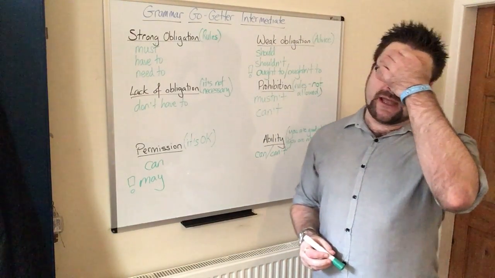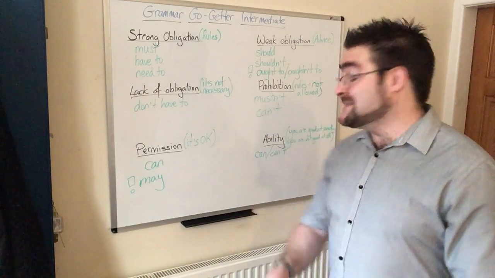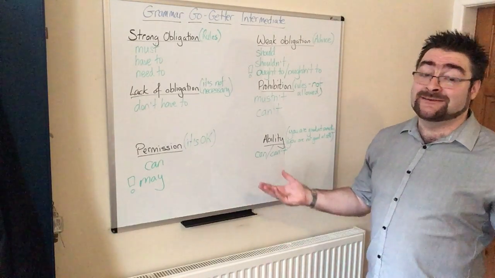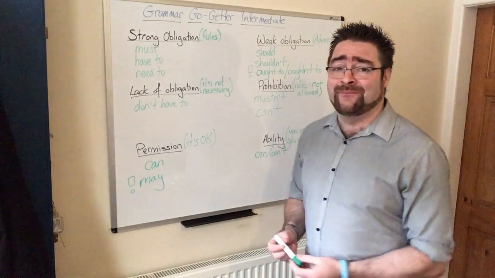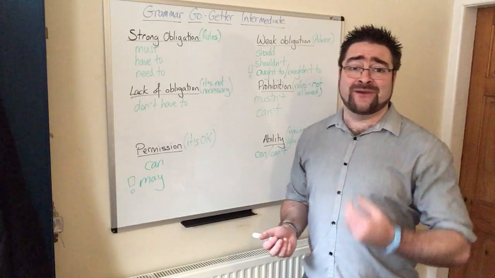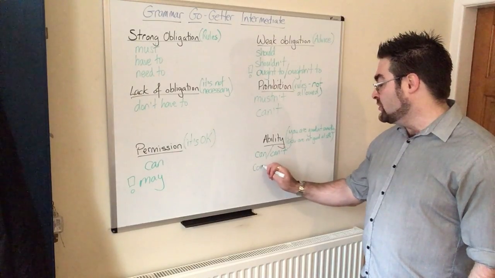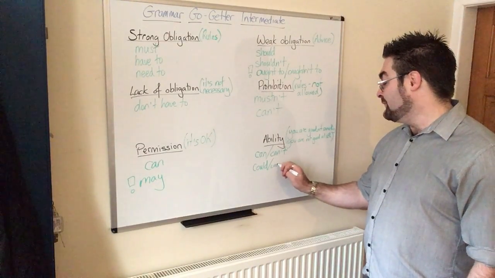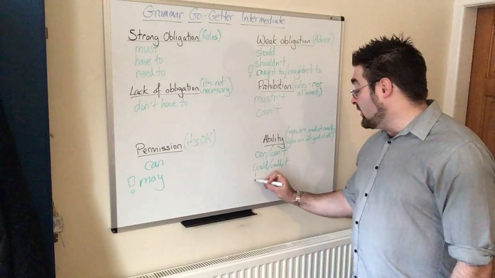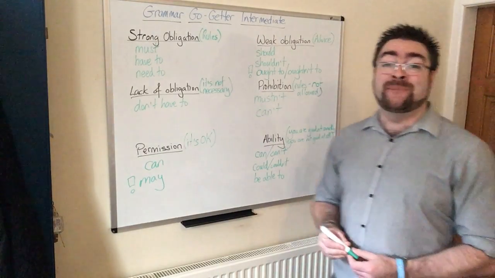So for example, I have never had a driving lesson in my life, which means I can't drive. Okay, but I have been teaching for a long time, so I can teach English very well. I hope you agree while you're watching me here. That's for the present. We can also use could or couldn't if we're talking about the past. And we can also use for past, present or future, we can use be able to.